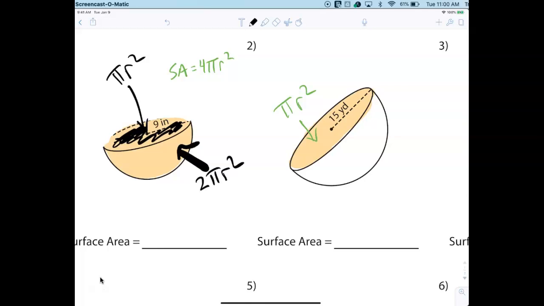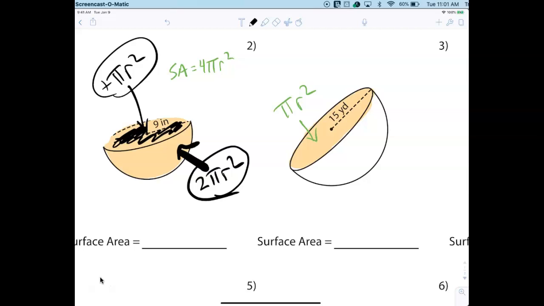So then the surface area is going to be what? No, the surface area is going to be what? Yes, 3 pi r squared. The reason it's 3 pi r squared is that when you cut it in half it was 2 pi r squared, plus you're going to add another pi r squared because there was another surface created when you sliced it.